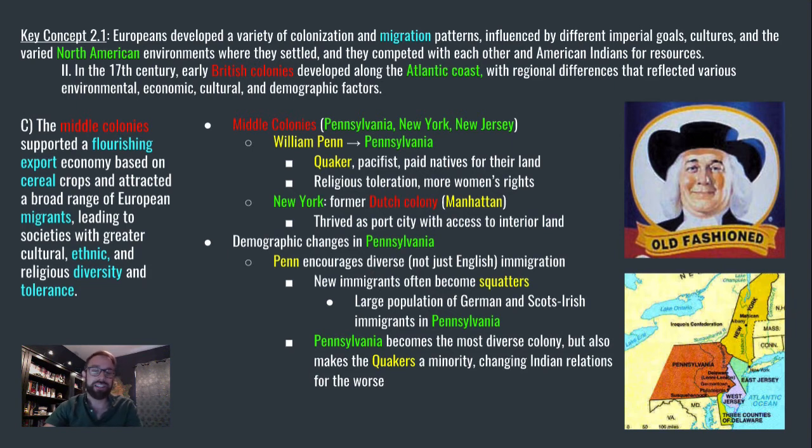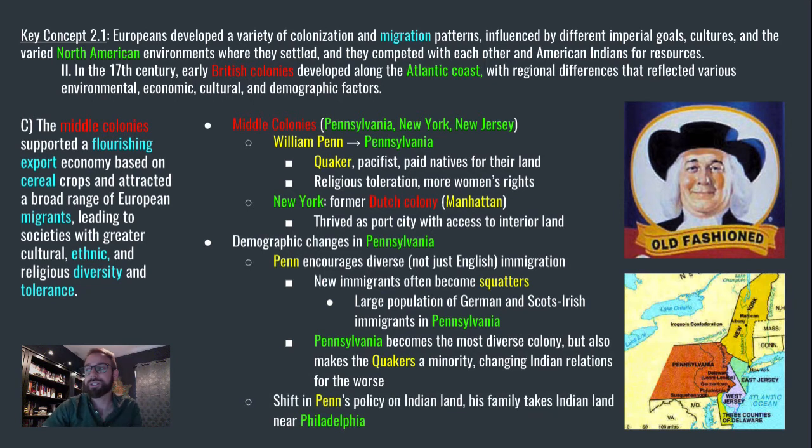So as this shifts, Penn shifts his policy as well, and eventually he takes a lot of native land near Philadelphia for his own family, and Philadelphia is going to grow to be one of the most important cities in colonial America, especially when we get into the American Revolution. Okay, of course, so if you've seen Quaker Oats before, there's William Penn, he's on the front. That should be a good image to help you remember that.